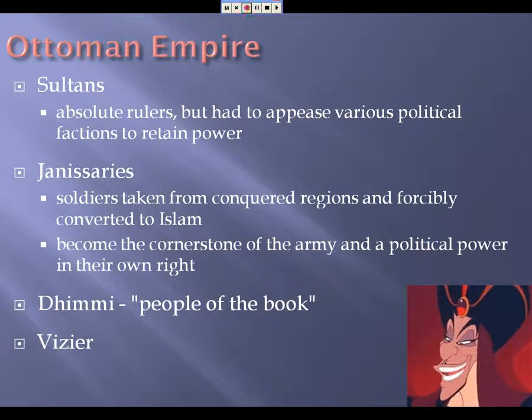But once you got past those first couple generations of rulers, with all of the wealth available, the sultans kind of become ineffective. The viziers become incredibly powerful behind the scenes. The Janissaries are the military might of the Ottoman Empire. The Janissaries are kind of like the Ottoman Special Forces. Navy SEALs, Army Rangers, whatever.